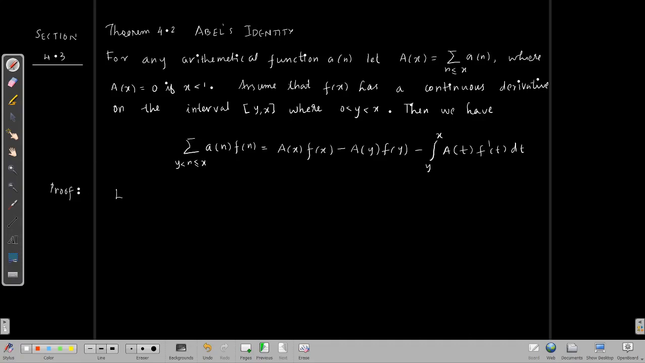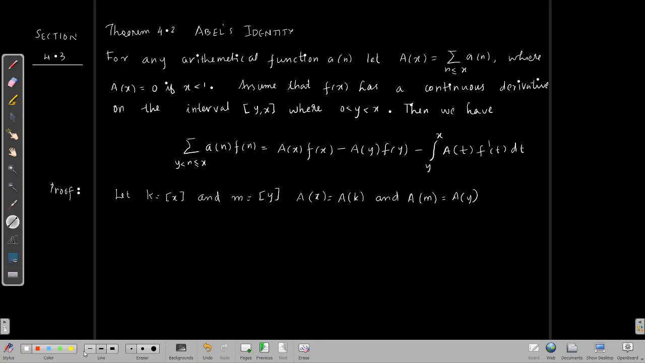For this we let k equal to the integral part of x, and m equal to the integral part of y. Then we have A of x is the same as A of k, and A of m is the same as A of y.